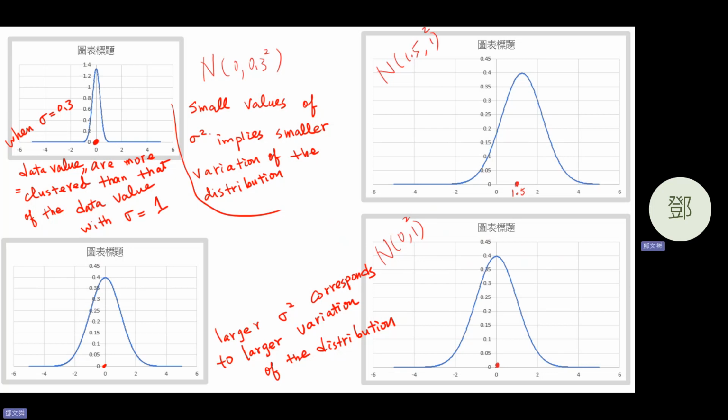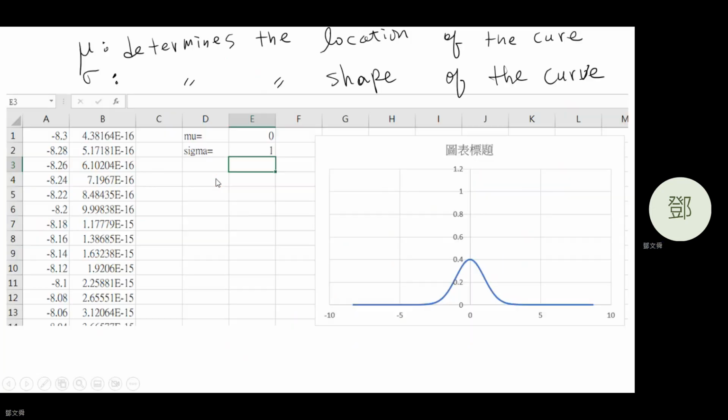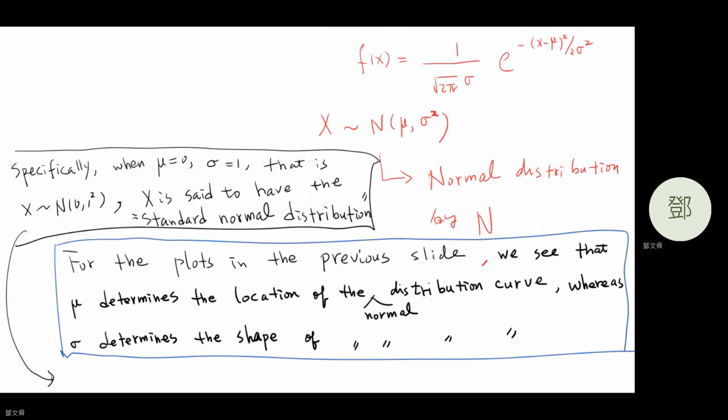And here is the normal distribution. Raise your hand if you have downloaded the Excel file and tried different combinations of mu and sigma. Raise your hand if you have done it. Then should I upload the lecture note or other material again? It seems you don't need it.